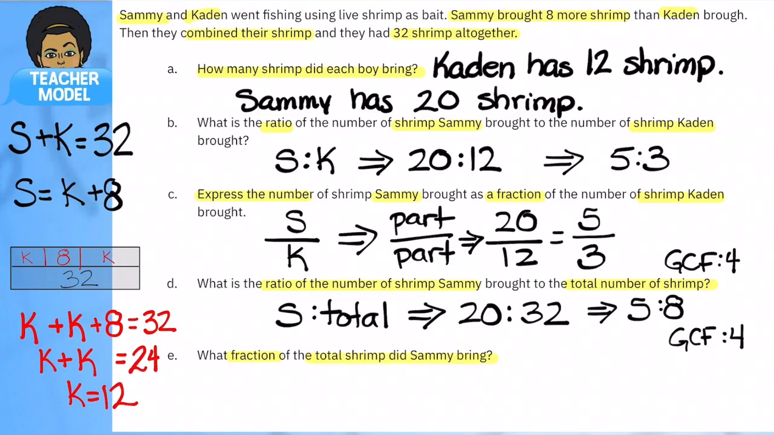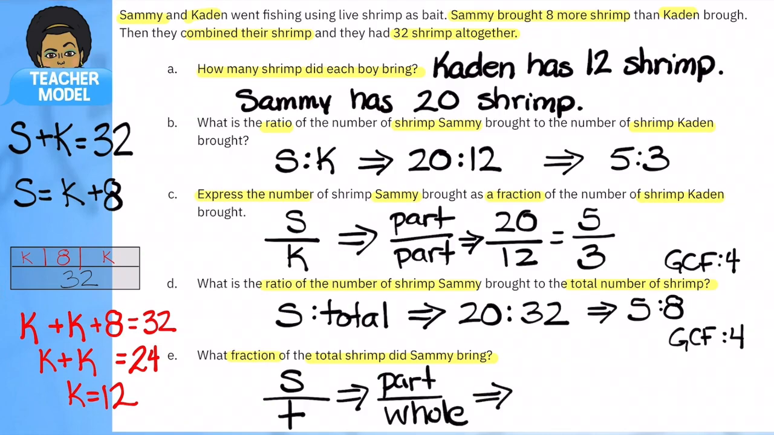And lastly, what fraction of the total shrimp did Sammy bring? So again, now I'm going to do the fraction, Sammy to total. So this is a part to whole relationship. So I would have 20 to 32, which we know simplifies to 5 to 8. So that's it, Math Marvels.